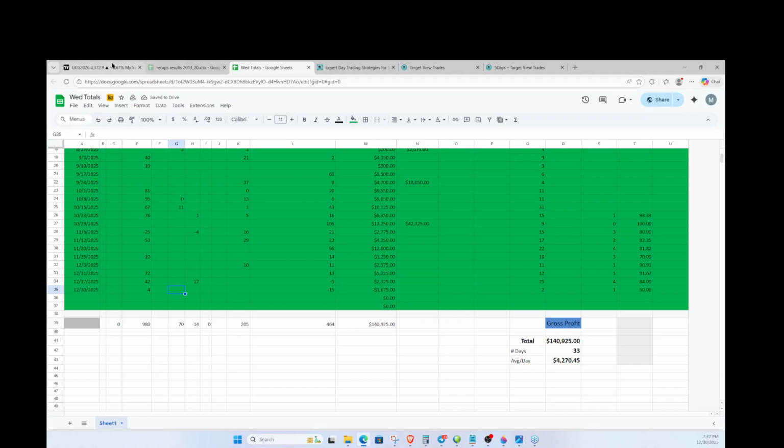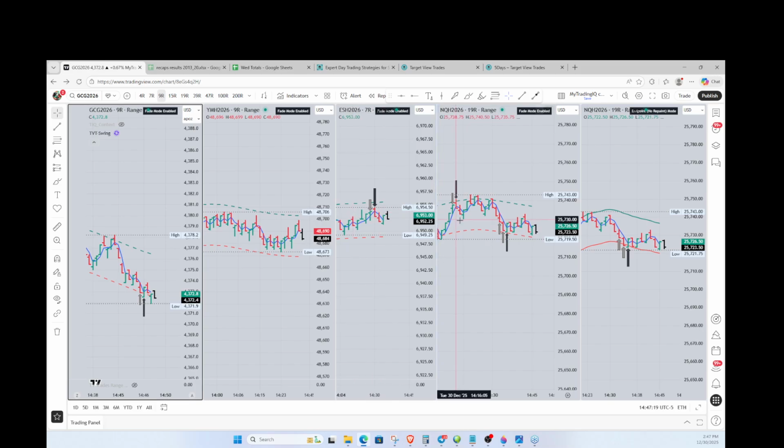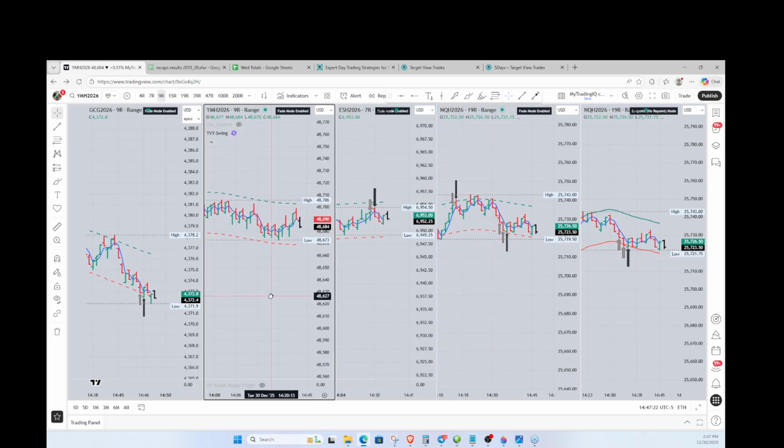Let's see, did we have any other trades in here yet? Not yet. Okay, did I break even on NQ call? No, I got +4 ticks on that one, Sid.